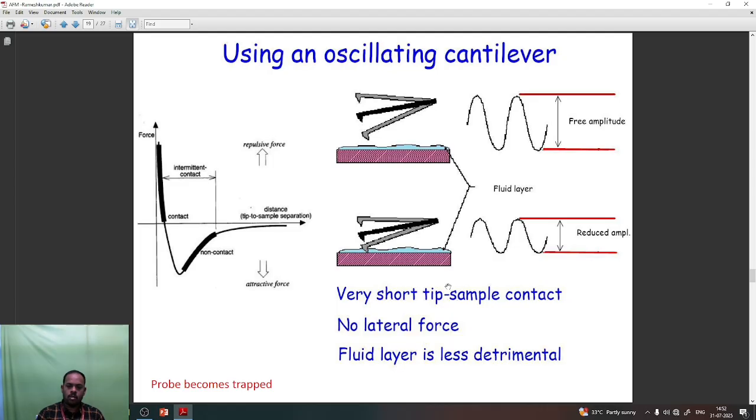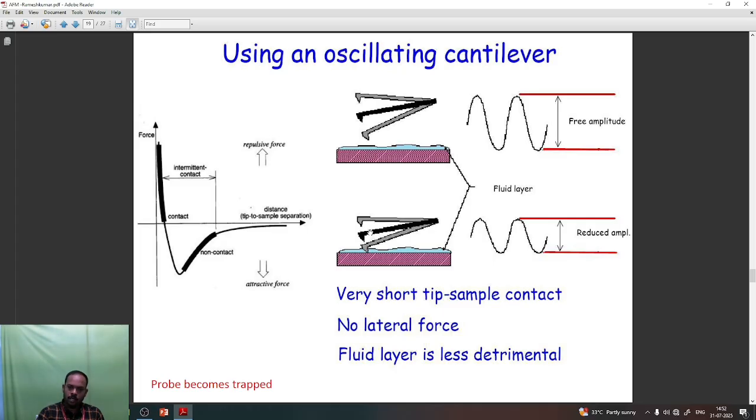It will not touch the sample surface always. So there will be a very short contact between the tip and the sample, with no lateral force. The fluid layer is less detrimental, and there is less damage. The fluid layer will not make any disturbance during this analysis, because of the tapping mode.